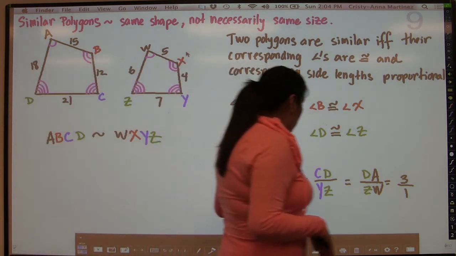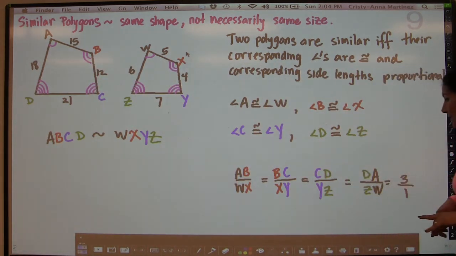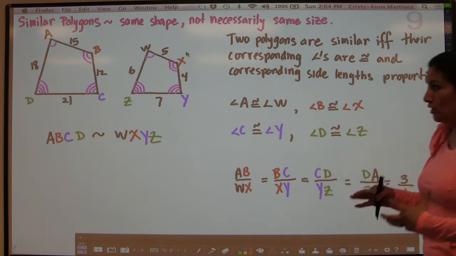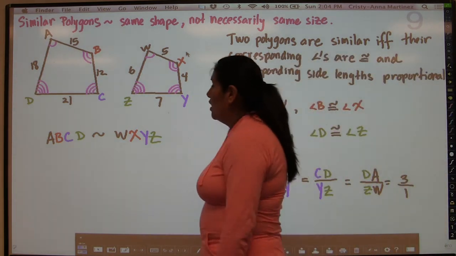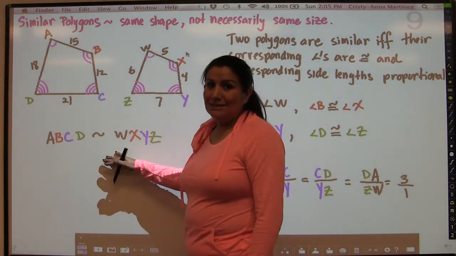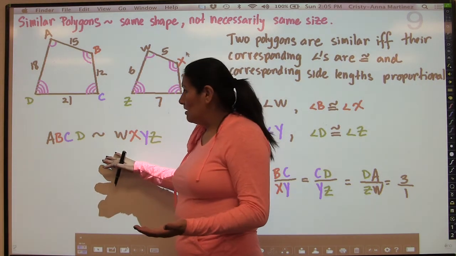And so you can see here that all of these corresponding side lengths are proportional. They all have the same ratio, which is 3 to 1. So when that happens, you can say that the two polygons are similar, and when you say that they're similar, this is what we call a similarity statement, where you actually state that they're similar.